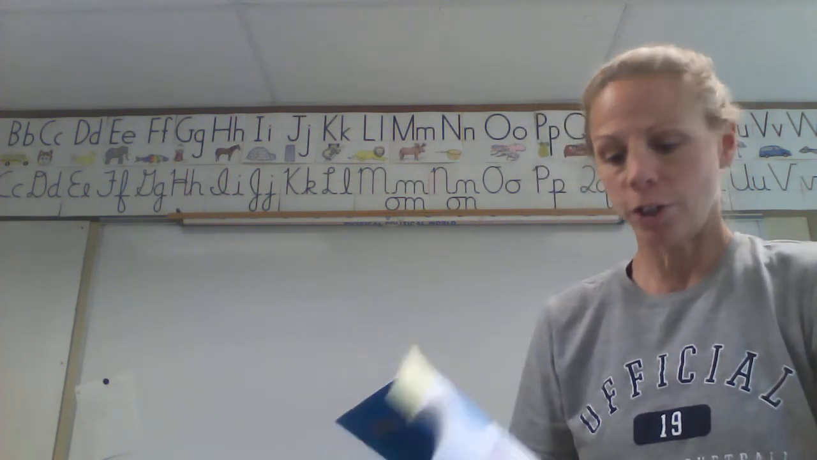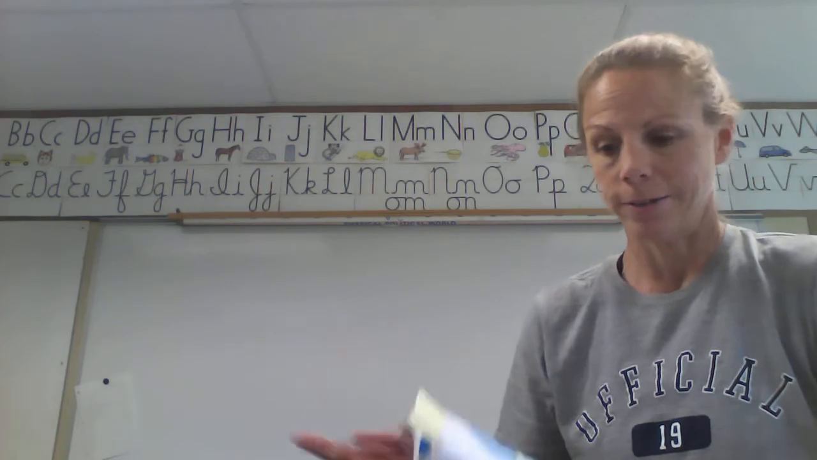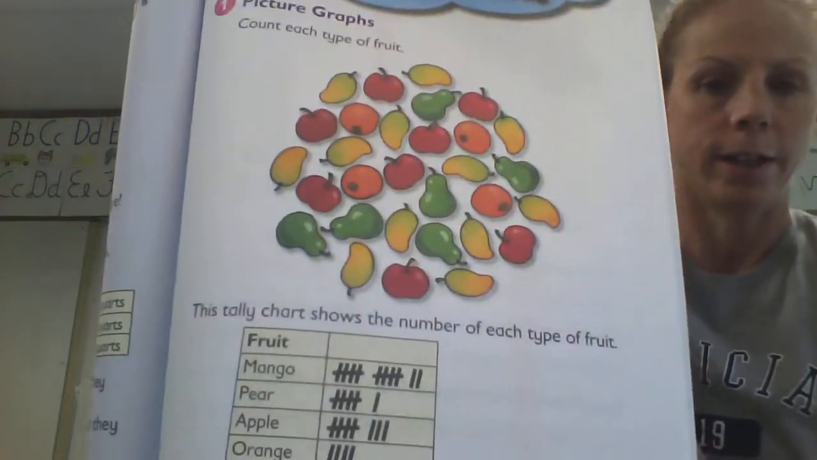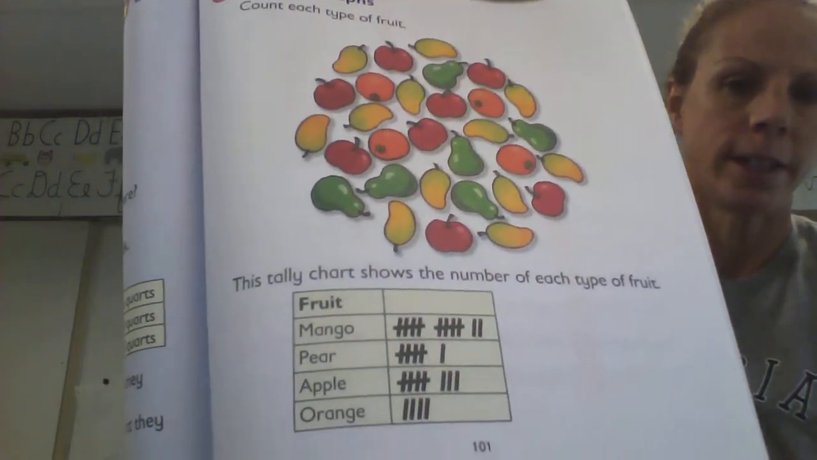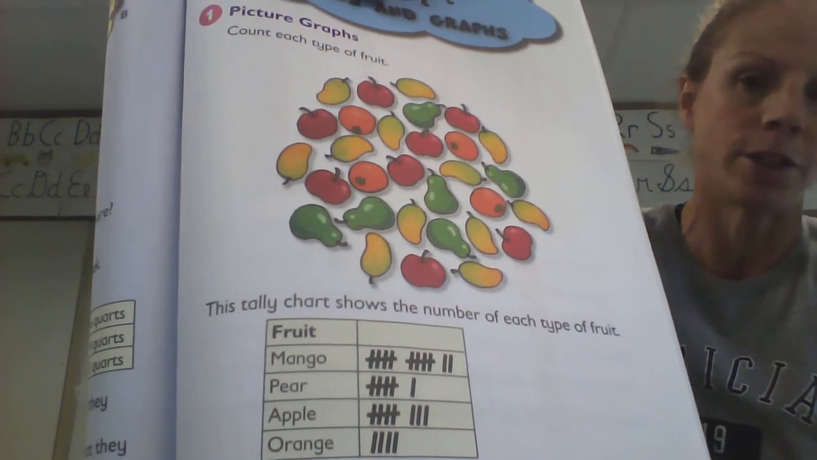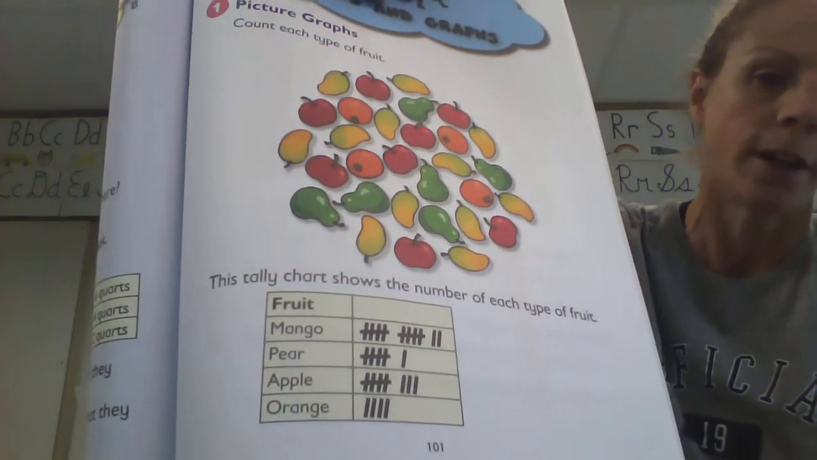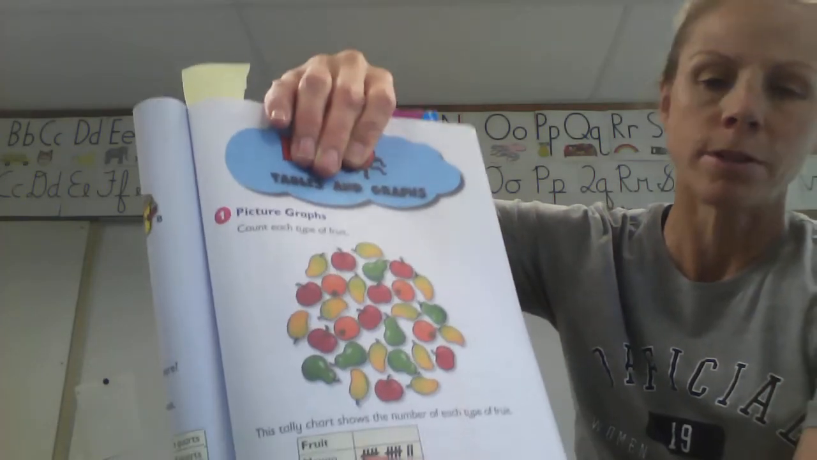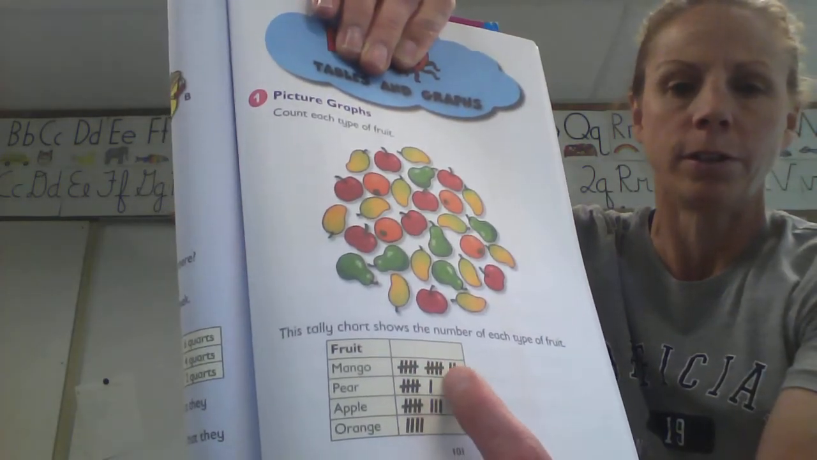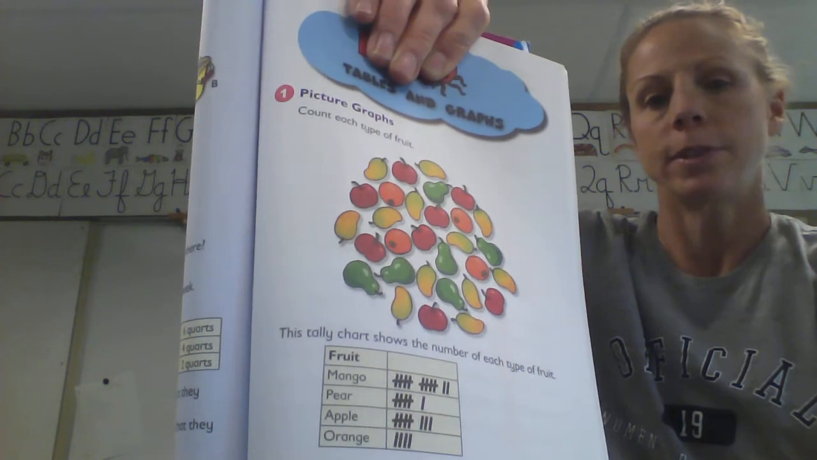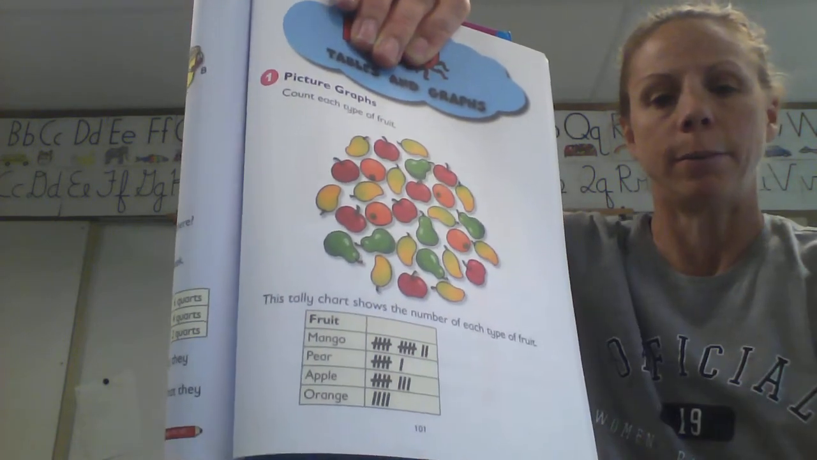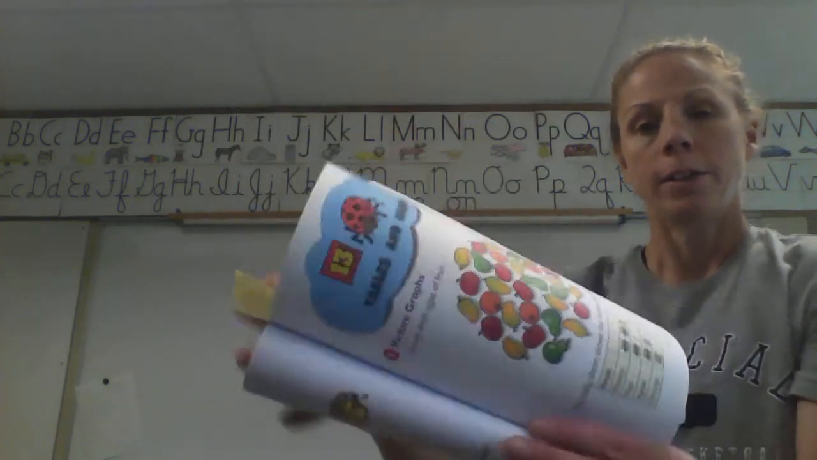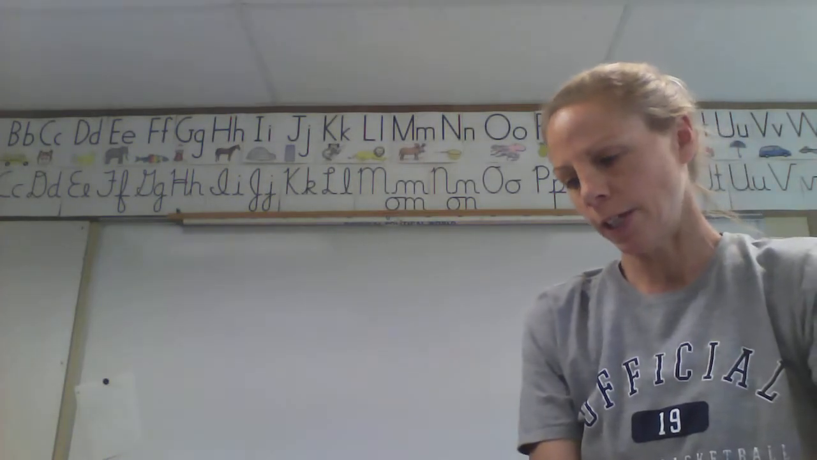The first one I wanted to show you is just a tally chart. You can see that that's how they organize the information of the different types of fruits. So for the mangoes, they counted up 12 mangoes, so they put 12 little marks. Then you can see how many of each fruit there are. So that's one type of table.